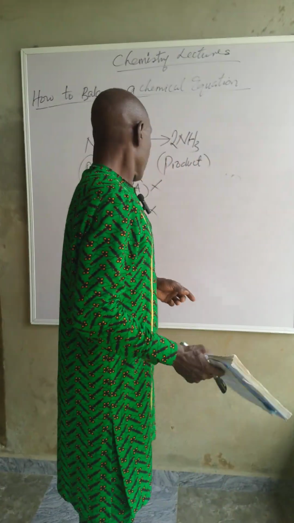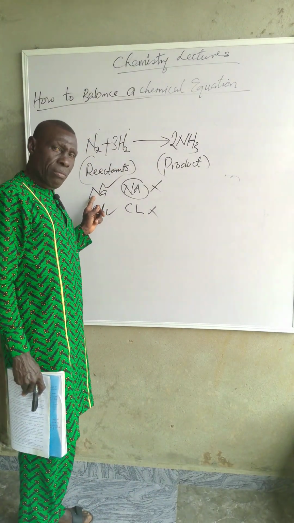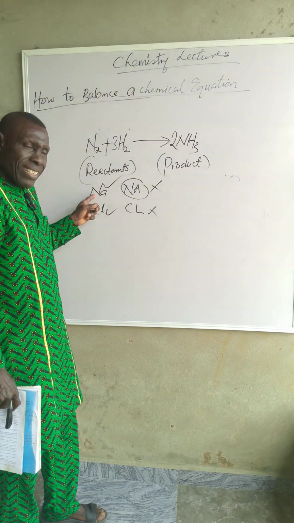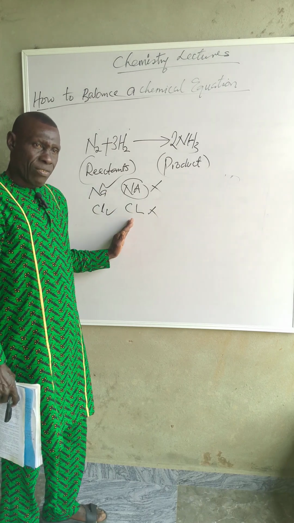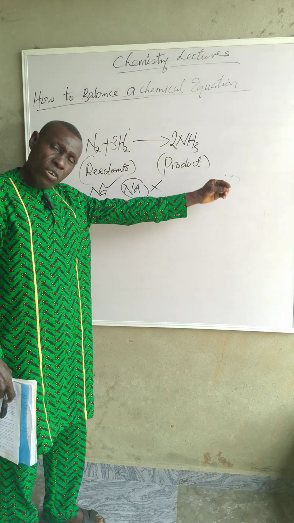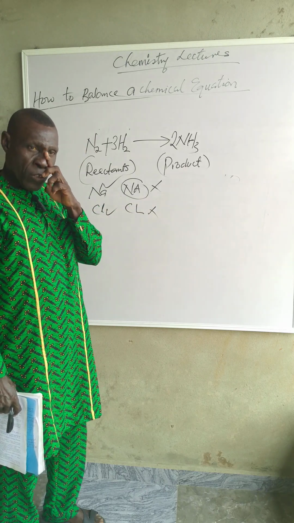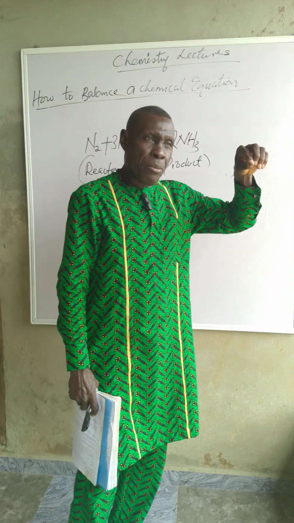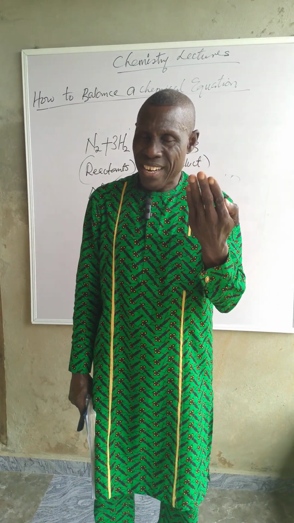Number two, you must know and be sure of the products that will be formed. For instance, if chlorine and sodium are participating in the reaction, you have known the reactants now. What will be the product of this reaction? You must know it. Until you know the product of the reaction, you cannot get a balanced equation.